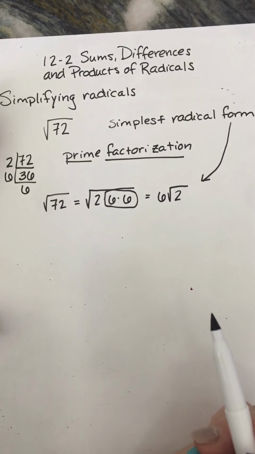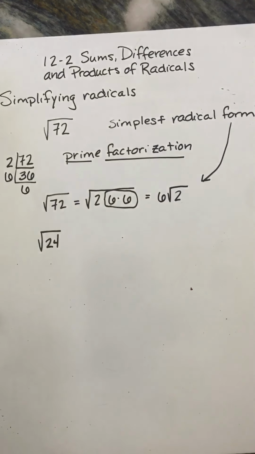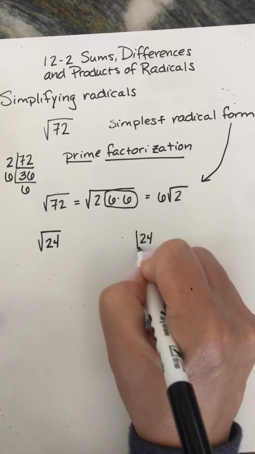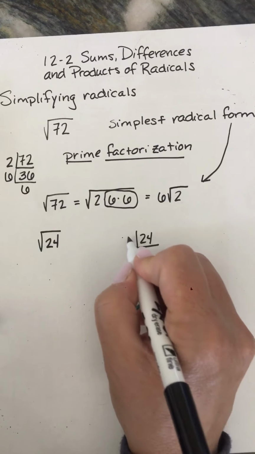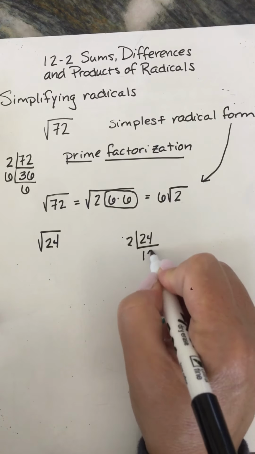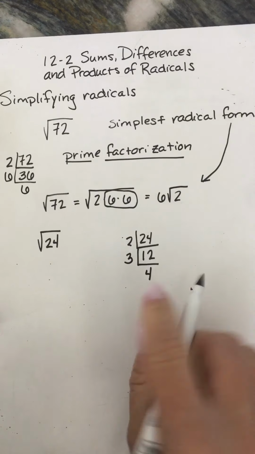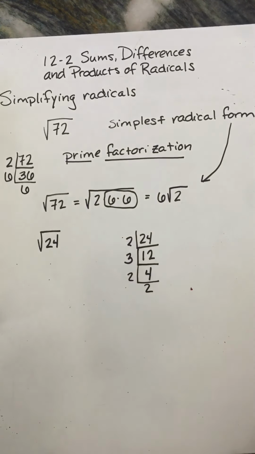So let's try another one. Let's do the square root of 24. So we're going to write it in simplest radical form. So let's start doing a prime factorization and see if we can find a perfect square. So what goes into 24? Well, I know 2 goes in. That gives me a 12. And what goes into 12? Well, I know 3 goes in. That gives me a 4. Oh, there's a perfect square, so that'll be a 2 and a 2.